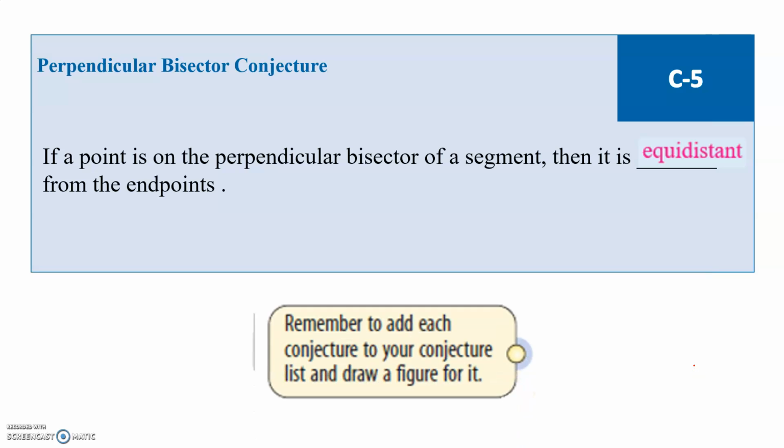Remember that you need to put this on your conjecture list, and you need to draw a figure for this. So let's see what the figure would look like. Let's say this is a perpendicular bisector, and this is P and this is Q. Then it says if a point is on the perpendicular bisector of the segment, then it is equidistant from the endpoints. So what if I say this is 4 inches and this is 4 inches?